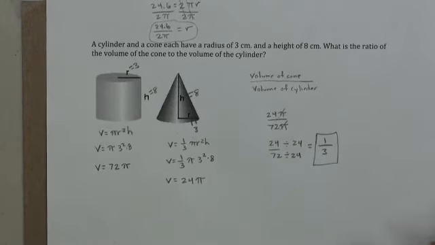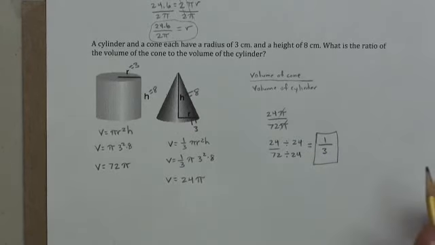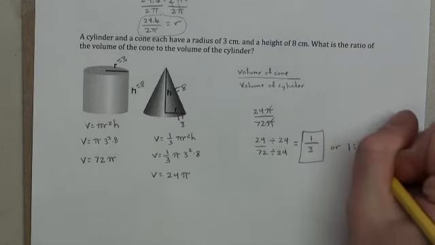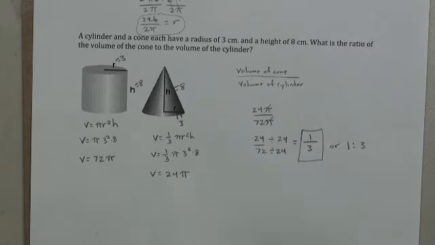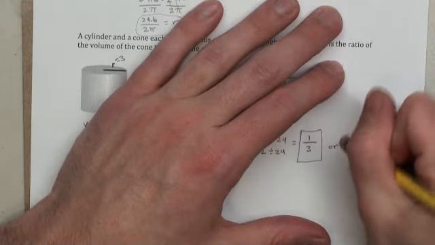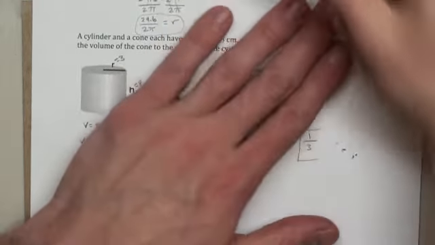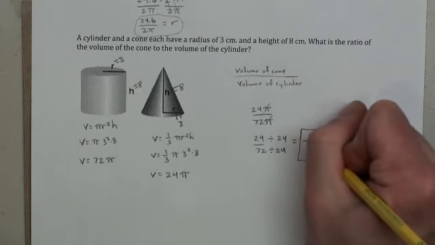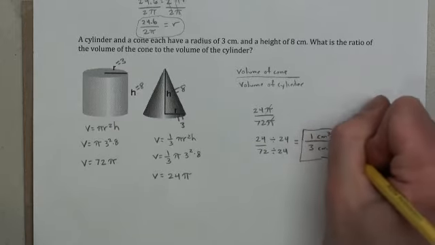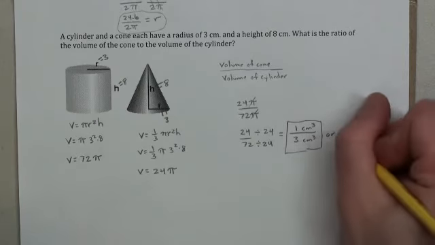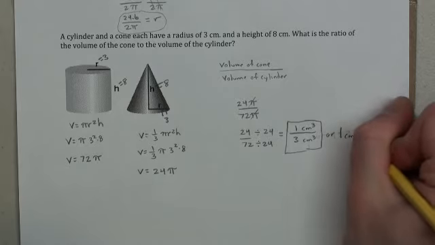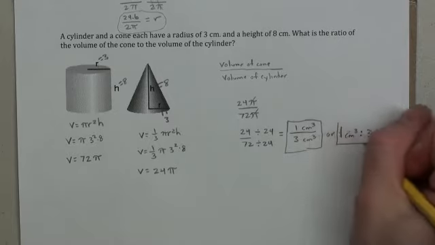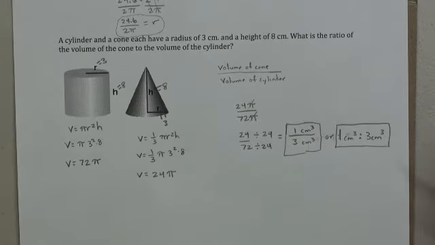Okay? You could also write that like this, 1/3. Oh, we should put it like this with a label under here: 1 centimeter cubed to 3 centimeters cubed, or 1 centimeter cubed colon 3 centimeters cubed. Because we can write a ratio either one of those ways.